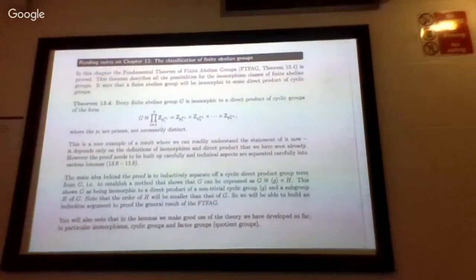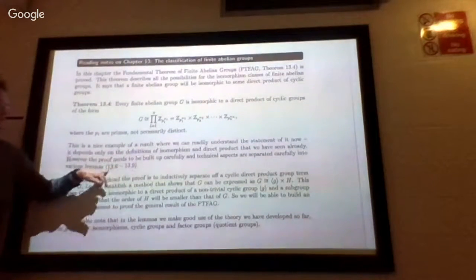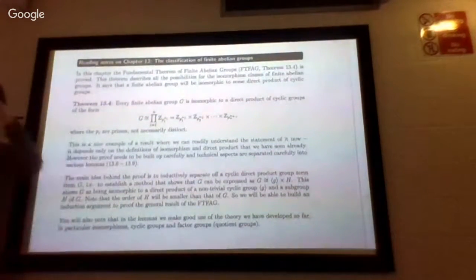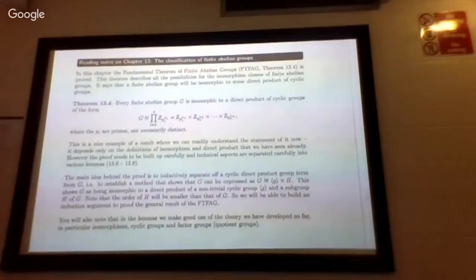It depends only on the definitions of the concepts we've done up to now. But it takes a bit of careful proving. It's not just one single thing we're going to prove in a page or something. So the proof is split up into various steps. You've got lemmas 13.6 through 13.9. I'm going to work through each of these carefully.